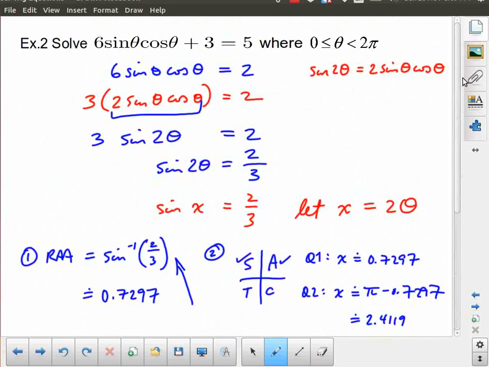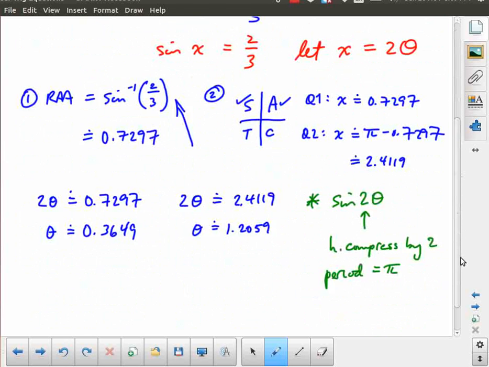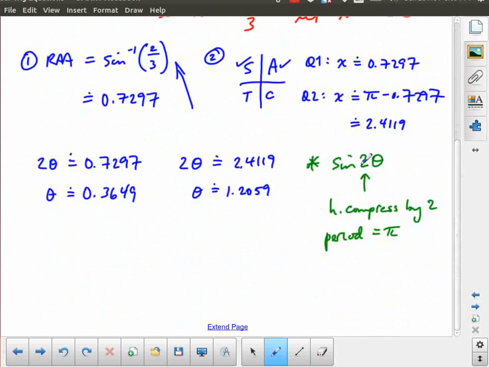So on the interval that's specified, 0 less than or equal to theta less than 2 pi, I can actually fit another full set of values. So I could add pi to this one, and I could add pi to this one. And so now I have a theta 1, a theta 2, theta 3 is going to be equal to 0.3649 plus pi, which is approximately equal to 3.506.